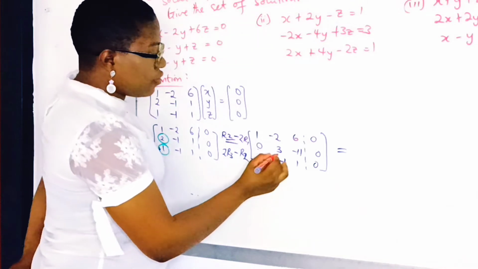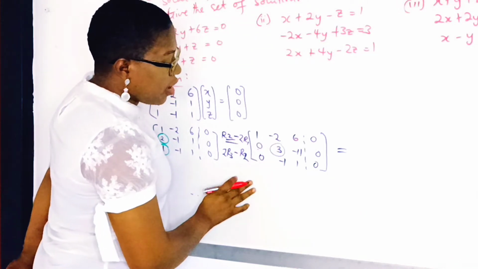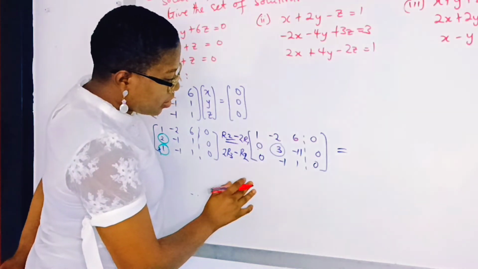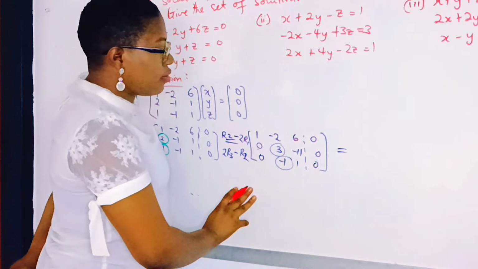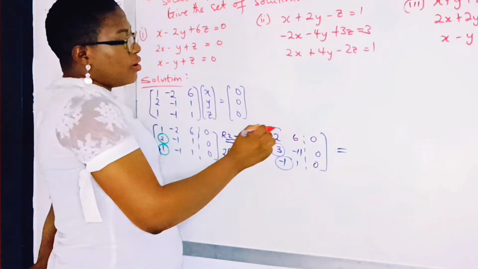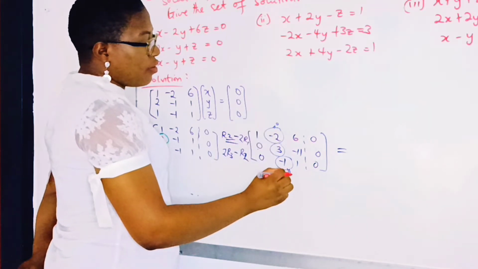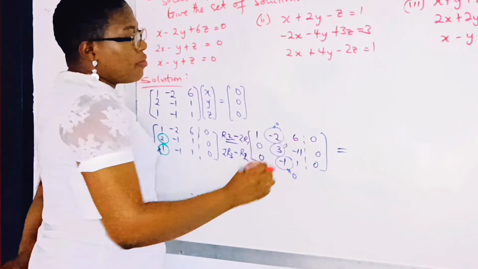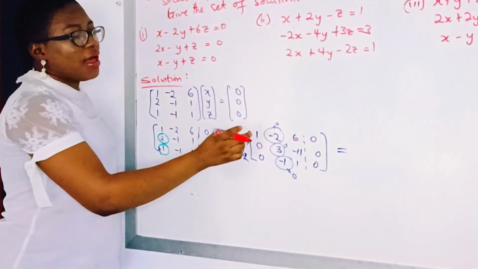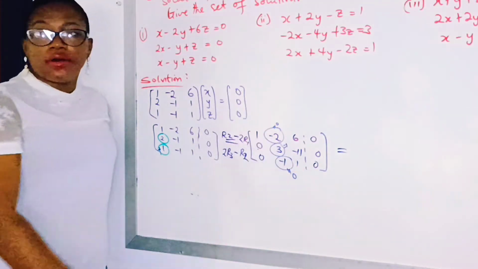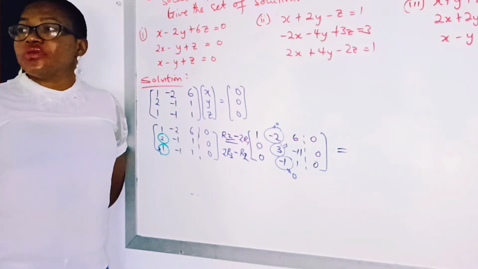I want this to be 1 here, and I want this to be 0. So let's work on that. I also want this to be 0. So this should be 0, this should be 0, and this should be 1. Remember that we have leading ones here, here, and here on the diagonal. That's what is pushing me to do that.